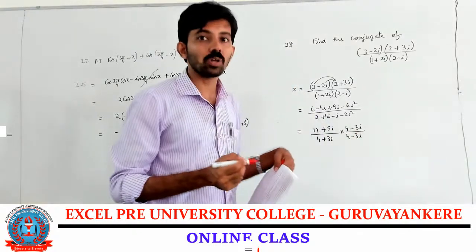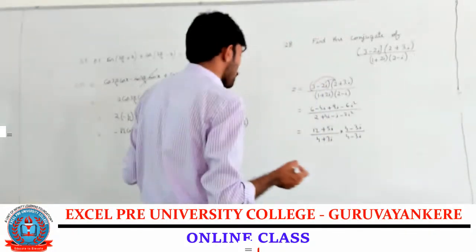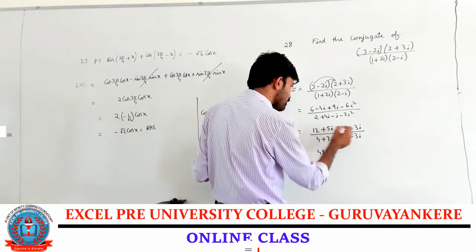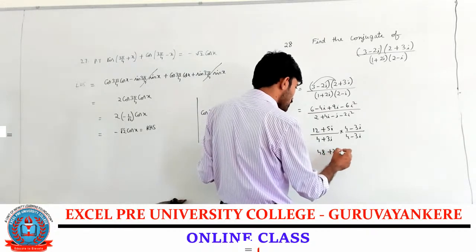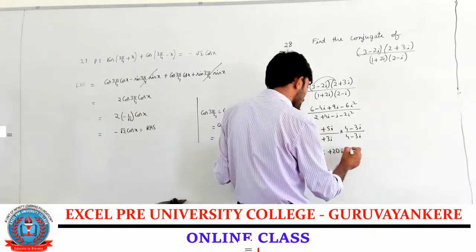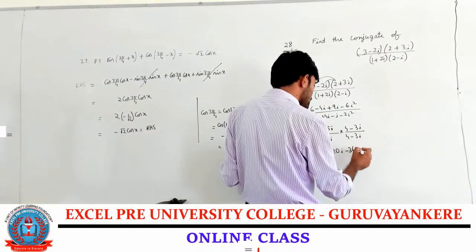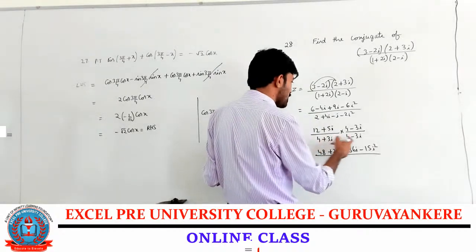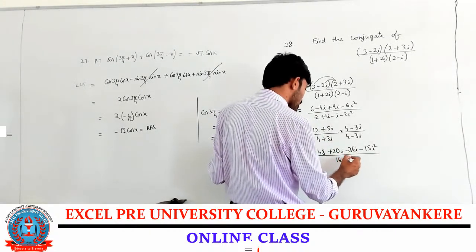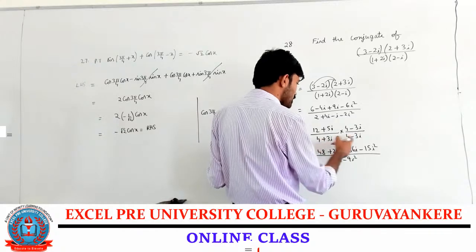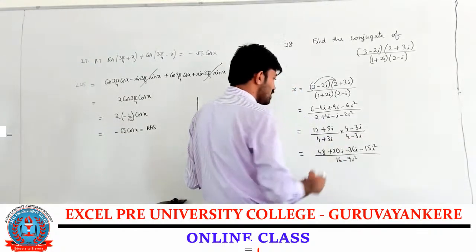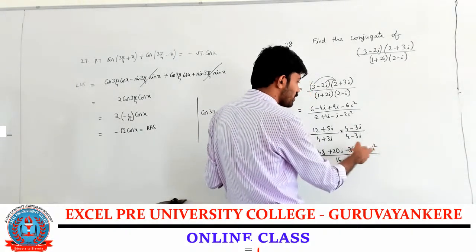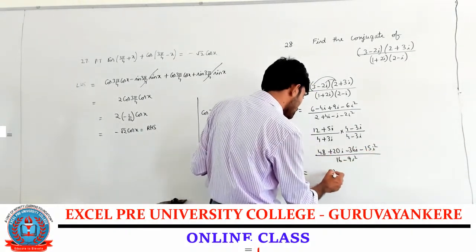Multiply and divide by the conjugate of the denominator. Simplify this. 12 into 4 is 48. 5i into 4 is 20i. 12 into minus 3i is minus 36i. Minus 5i into minus 3i is plus 15i square. Denominator: a plus b into a minus b is a square minus b square. I square is minus 1. Minus 15 into minus 1 is plus 15. 15 plus 48 is 63.